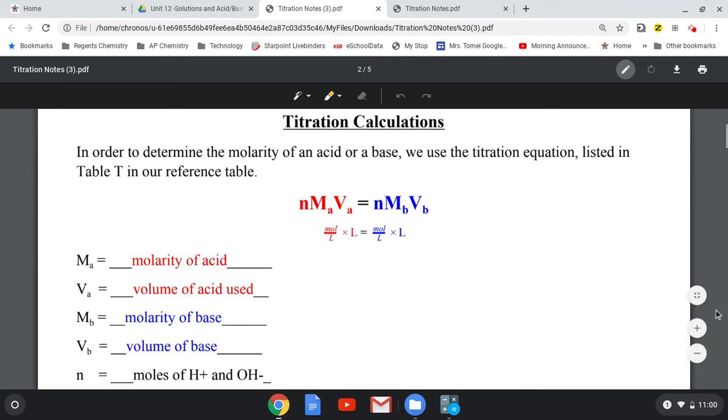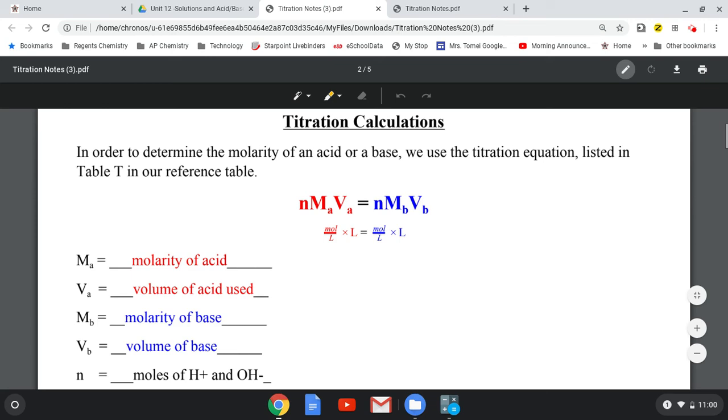Now that we know how to do a titration experiment, we're going to take a look at what the data from that titration experiment can tell us. So, the math and the calculations that are involved after the experiment. And so, in order to determine the molarity of either an acid or a base, depending on which one we are looking for, we're going to use the titration equation that's listed in Table T in our reference table.